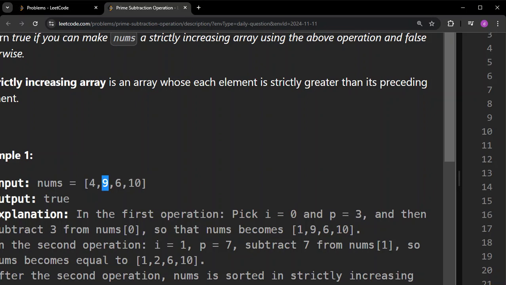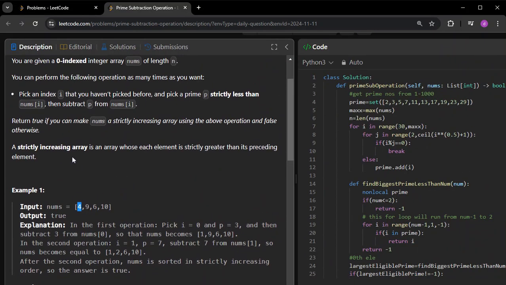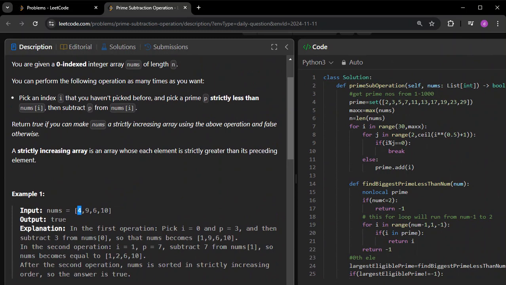Next I have to subtract some number from 9 also, such that the number is greater than the previous element. That is what I have to do, and ultimately I have to return true or false, depending on whether I will be able to make this array strictly increasing after that operation. That operation I can apply to any element for any number of times. Pick an index i that you haven't picked before, pick a prime p strictly less than nums[i], and subtract it from nums[i].